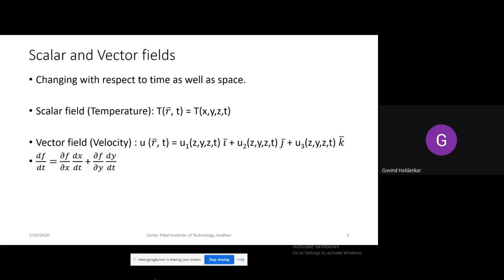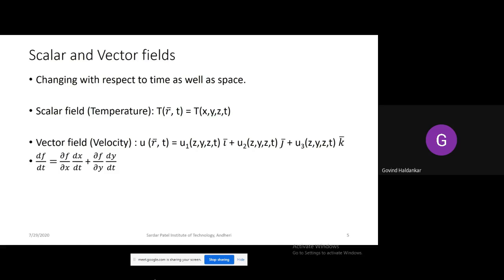Let us take one example of an air conditioner. If you turn on the air conditioner, you will experience cooling depending upon where you are standing. So your position is important, and also the time at which you turn on your air conditioner. Depending upon that, the temperature will slowly start decreasing. So time and position both are important.